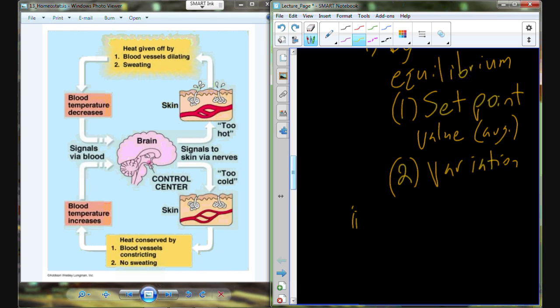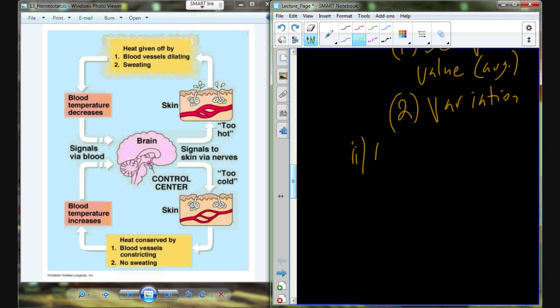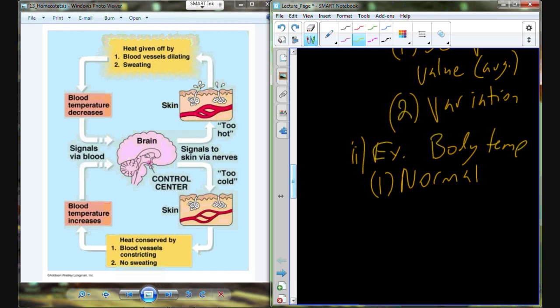Or you can just go and Google homeostasis for body temperature. Okay, so let's try to flesh this out just a little bit more, and we'll actually deal with body temperature. So we're going to give an example of body temperature, and we'll put in our set point, and we're going to put in our variation. Remember, normal human set point for body temperature in degrees centigrade? Okay, so 37 degrees, that's going to be our set point.